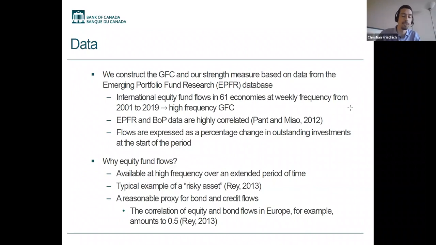Even the original work of Helene Rey talks about the global financial cycle as co-moving in risky assets, and obviously equity flows are a risky asset. If that's still not convincing, we can see even in Rey's work that there's a relatively high correlation between equity flows and bond flows. If you look at Europe, for example, that correlation is 0.5. So it's relatively high between equity flows and other types of flows. So it seems to be still a reasonably good proxy for bond and credit flows.